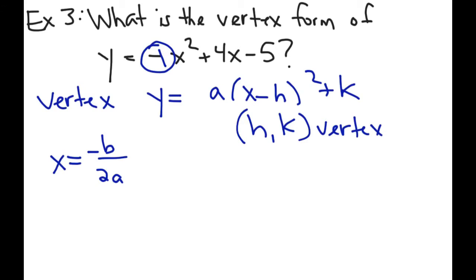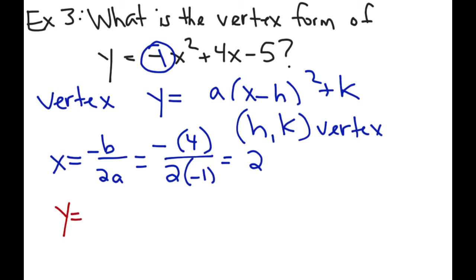So in this particular equation, it's the opposite of b, which is 4, over 2 times a, which is -1. So I get -4 over -2, which is +2. Now I need to find out what y is for my vertex. And I find that by plugging 2 back into the original equation everywhere I see an x.